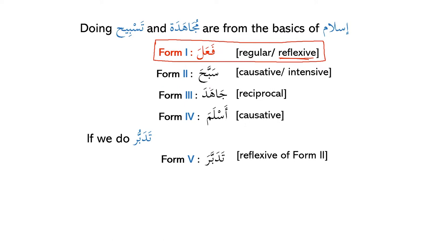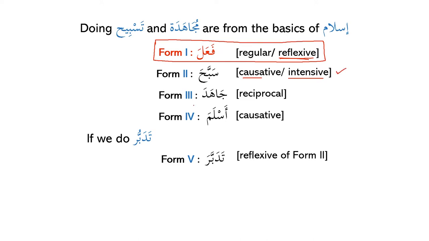Then we have number 2, which is fa'ala. On this pattern we have sabbaha, and we know that form number 2 is causative. For example, nazala, he came down, and nazzala, he brought down. And also it is intensive, like qatala and qattala. We have learned 4 or 5 characteristics, but these are 2 main characteristics of form number 2.